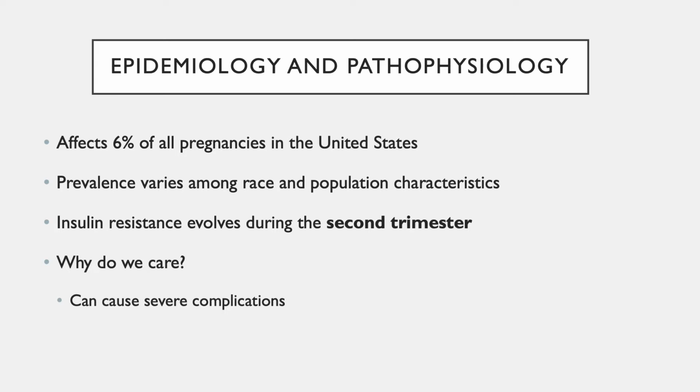So now we're going to talk about the pathophysiology. In a normal pregnancy, insulin resistance evolves during the second trimester. So it is normal for insulin resistance to develop, but it becomes abnormal whenever the pancreas cannot compensate for the increased levels of multiple hormones, those being tumor necrosis factor, human placental lactogen, and human placental growth hormone, all of which are hypothesized to contribute to the development of GDM. So basically, as your pregnancy continues, your pancreas must be able to compensate for increased levels of those hormones, and if it doesn't, then you can develop GDM.